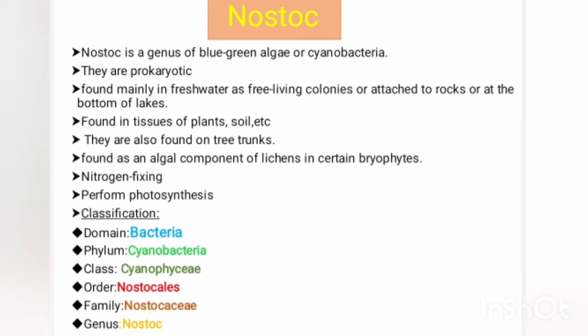Nostoc can be found in soil, moist rocks, at the bottom of lakes and springs, and rarely in marine habitats. It may also grow symbiotically within the tissues of plants. They are also found on tree trunks. They are found mainly in freshwater as free-living colonies or attached to the rocks at the bottom of lakes. Nostoc is also found as an algal component of lichens in certain bryophytes.